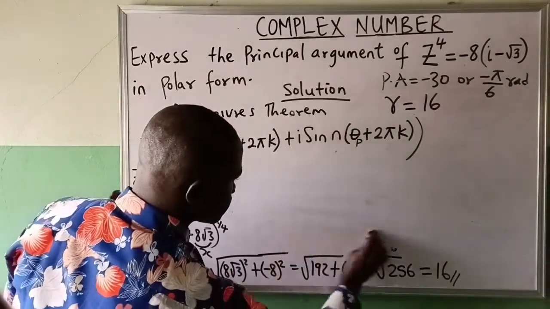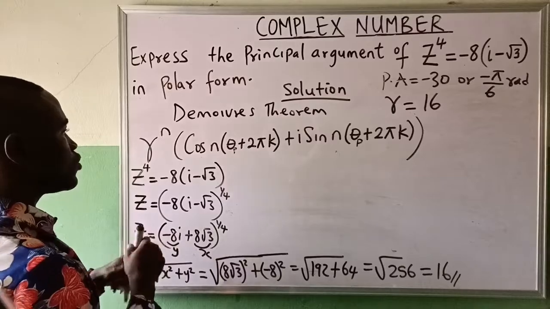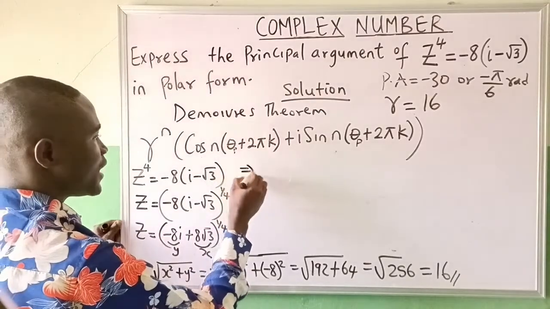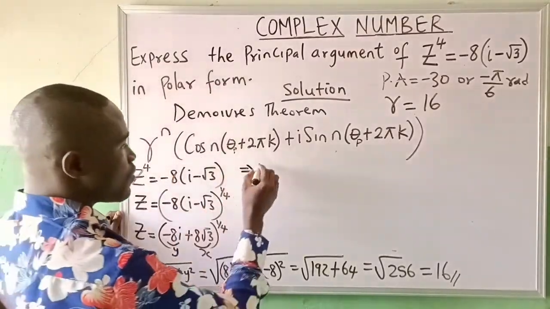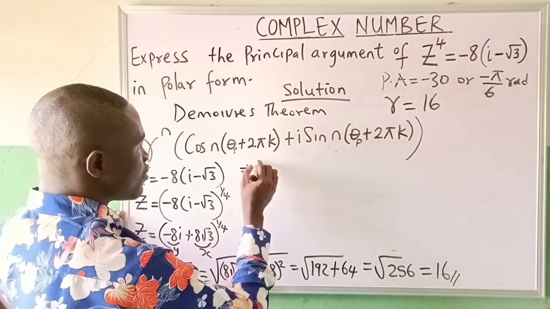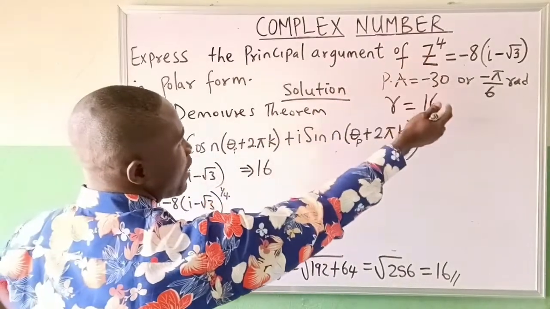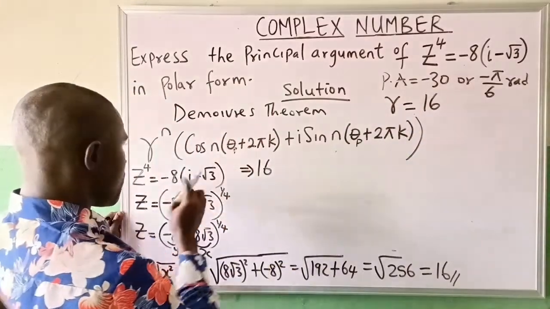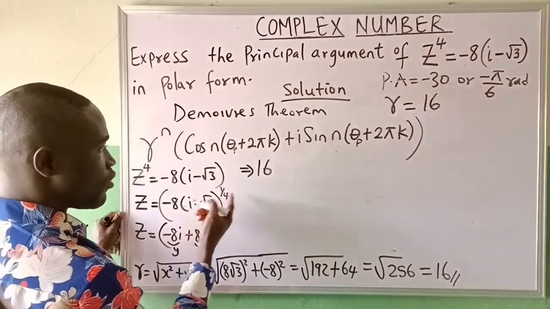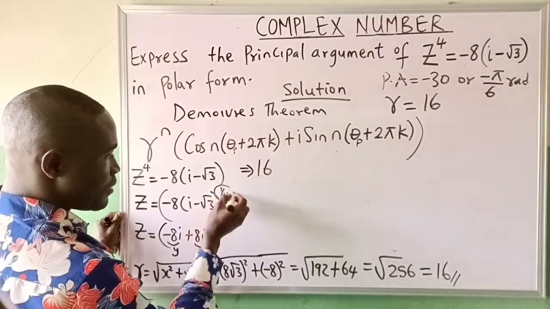Okay. So what we now do is that we package. We say it implies, what is our R? We say our R is 16. What is our N? Our N is power of what? Power of 1 over 4. This is our N, the power.